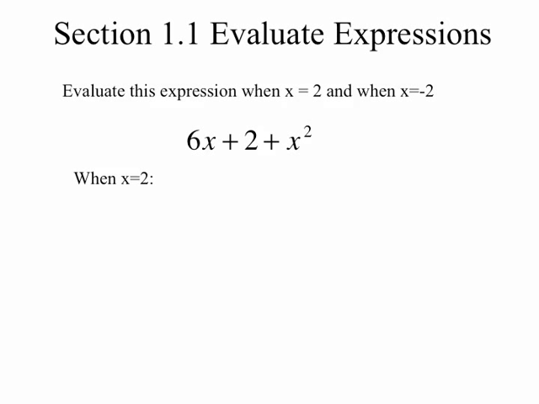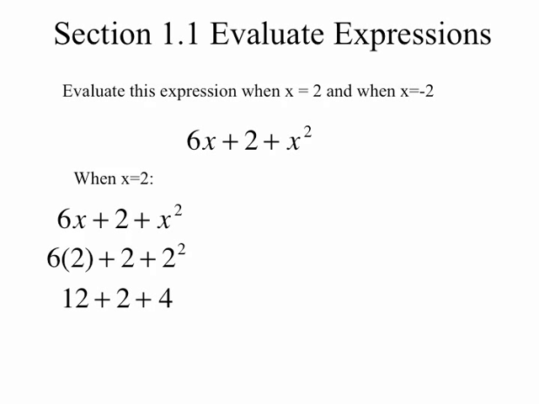When x equals 2, here's what this looks like. We replace each of the x's in the expression with the number 2, and then we use order of operations to simplify this. So 2 squared is 4, that's the exponents part. 6 times 2 is 12, that's the multiplication part. And then when we add all three of these together, 12 plus 2 is 14, plus 4 is 18.